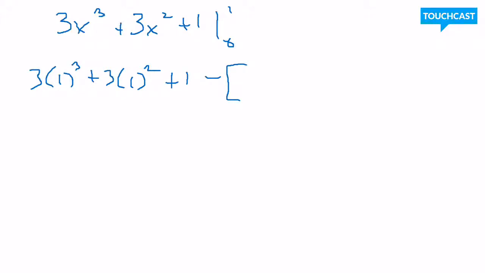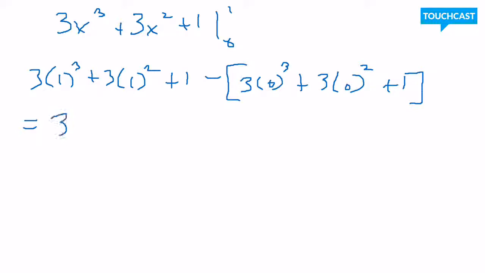So make sure this second part that you evaluate, the part after the subtraction sign, goes in parentheses. 3 times 0 cubed plus 3 times 0 squared plus 0. So that's 3 plus 3 plus 1 minus 0. Final answer is 7.